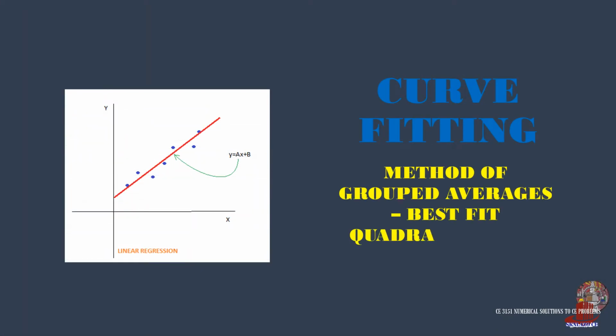The method of group averages can also be used to find the equations of best fit curves, one of which is the quadratic function for parabolic curves. Learn about it here in numerical solutions to CE problems.